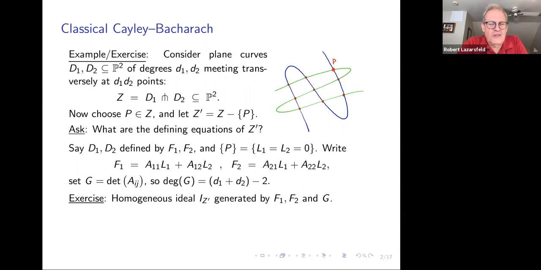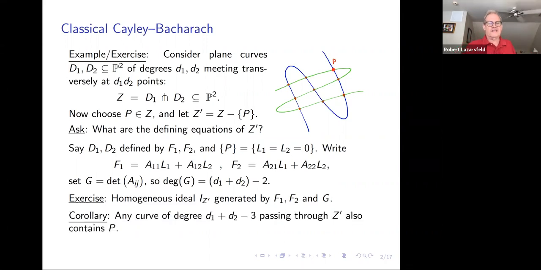We're supposed to learn two things from this. First of all, this is an example of the fact that you can take something that has quite simple equations, in this case Z, and throw away a point, and you can get new equations, more equations with higher degrees. And second of all, a corollary of this little exercise is that any curve of degree d1 plus d2 minus 3 that passes through Z prime, so all the points of Z other than P, must also contain P.